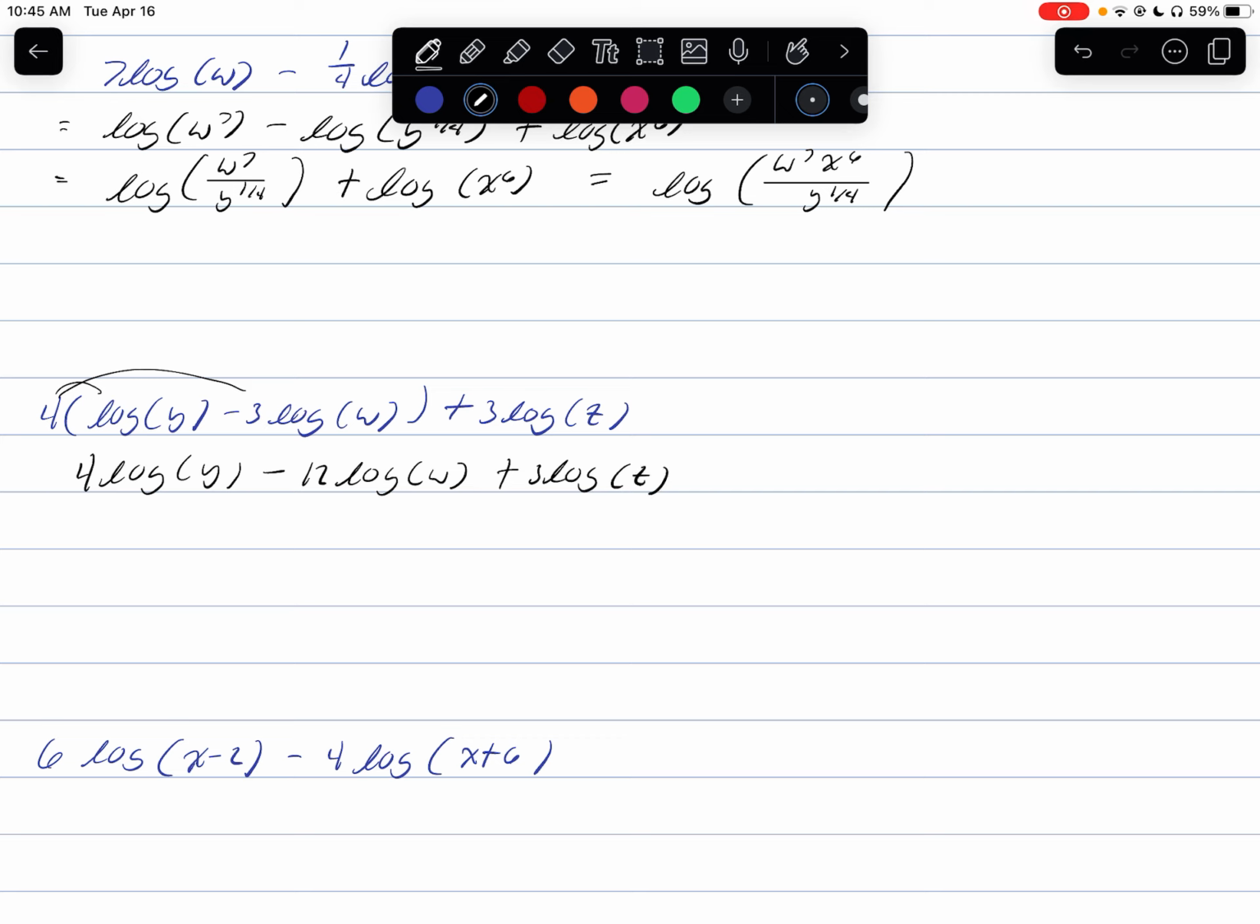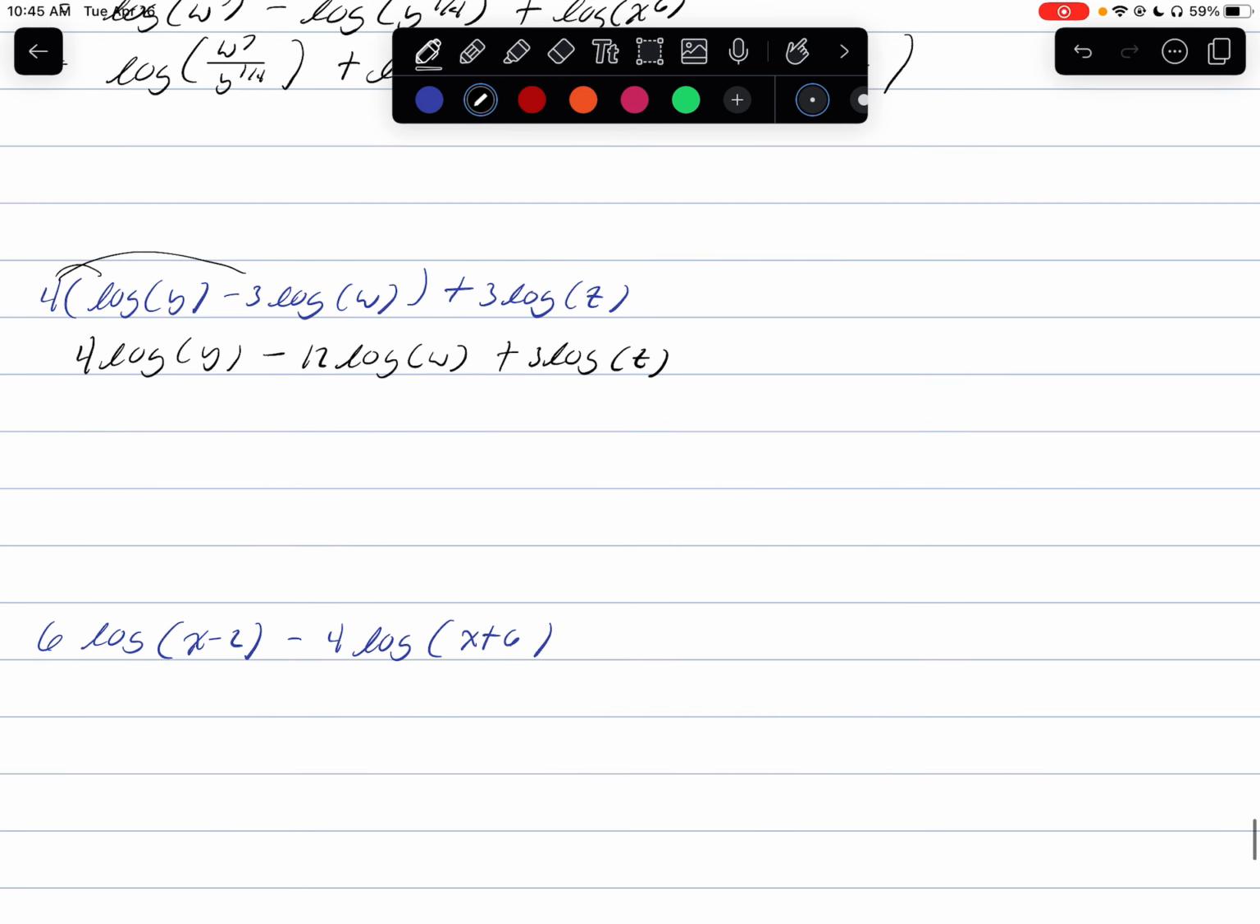And like I said, I like to deal with all of the power rules to start with. So here we're going to deal with this first one here. So this will become log y to the 4th, and we'll have minus log of w to the 12th plus log z to the 3rd. And again, all of those came straight from the power rule.